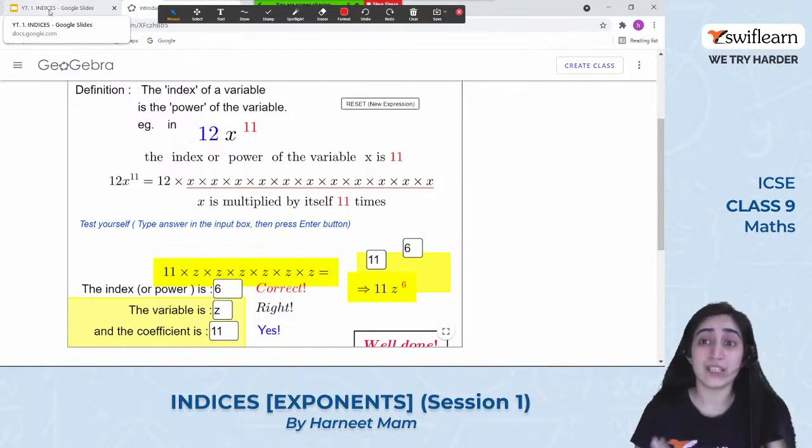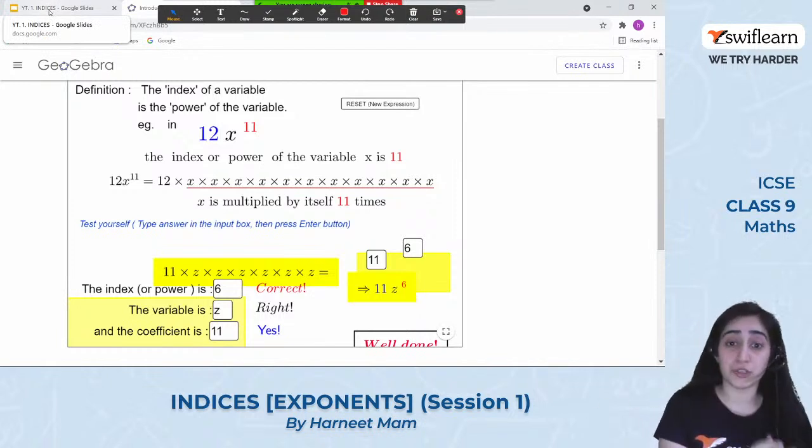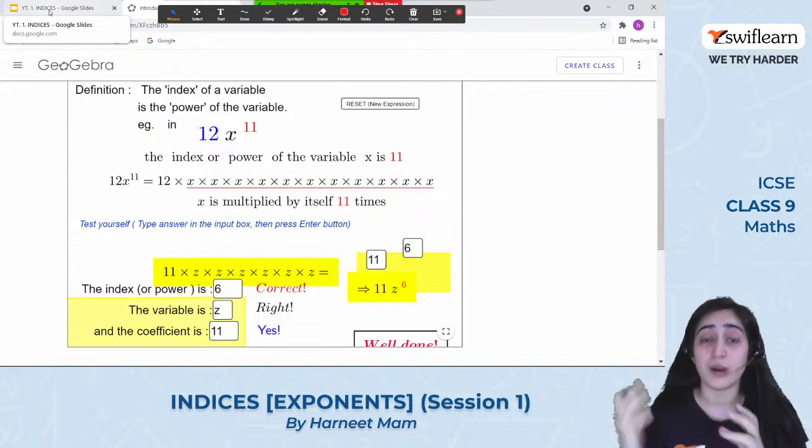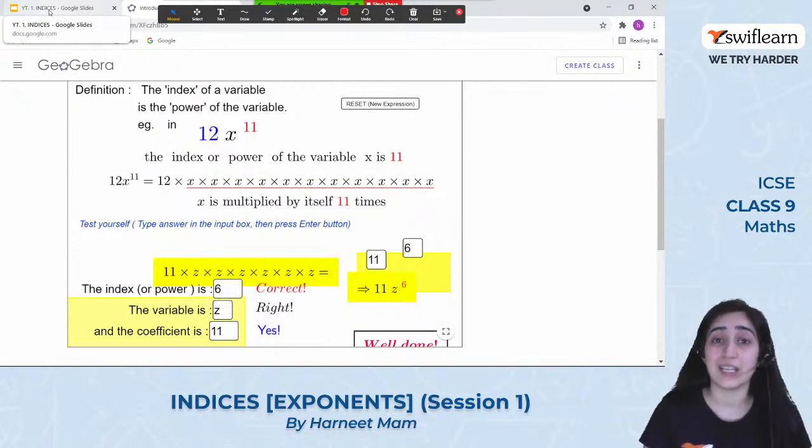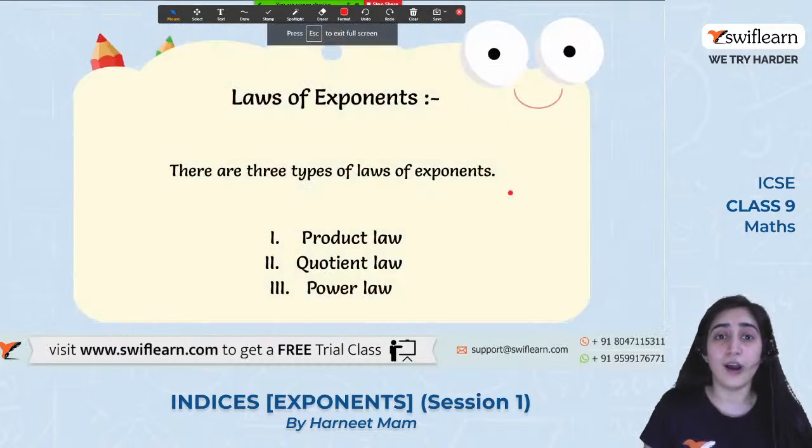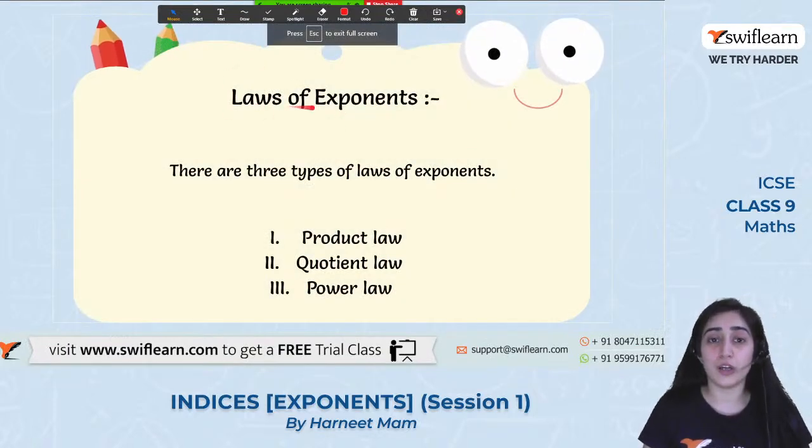All right, so let's go back. This is what we wanted, that you should know the clarity between what's a coefficient, what's a variable, and what's the power. So हमारे को इसके बीच डिफरेंशिएशन पता होनी चाहिए, exactly क्या होता है हमें पता होना चाहिए. All right, so let's move on to the laws of exponents.